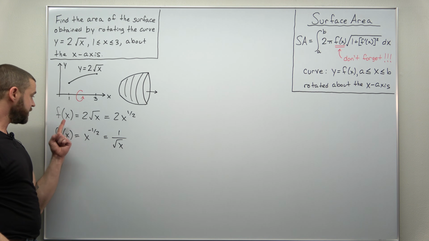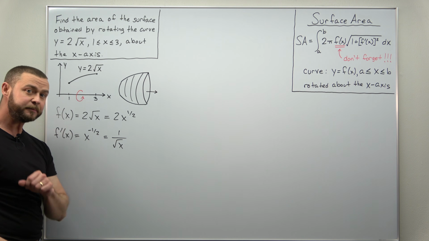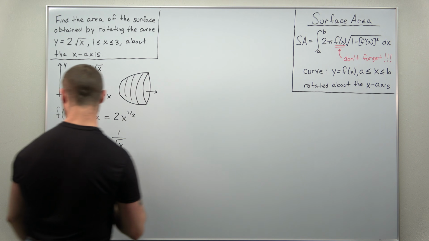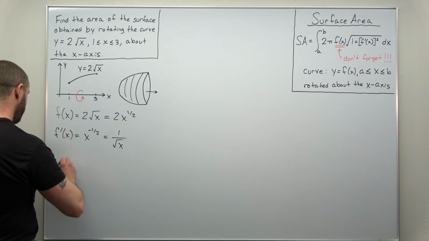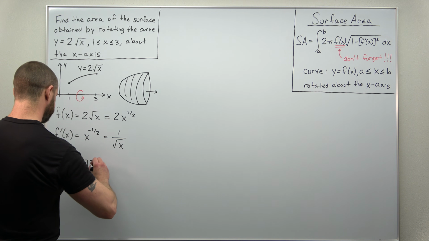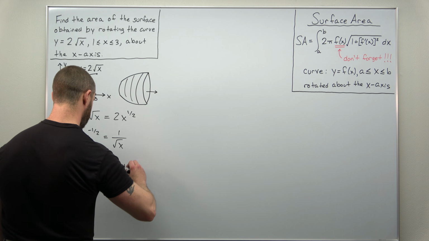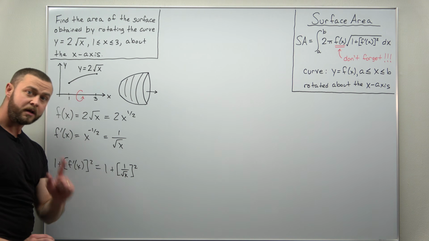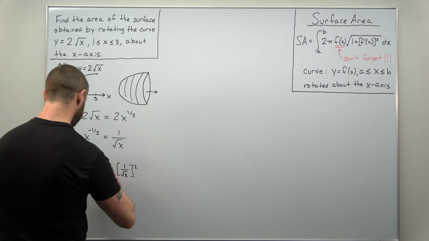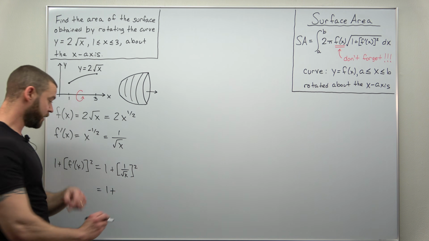All right, so we need to plug in f of x and f prime. Now let's simplify the arc length term here. In other words, 1 plus the first derivative squared, and that is pretty simple here. Notice squaring a square root will cancel out, and this will simplify the part inside the square root to 1 plus 1 over x.